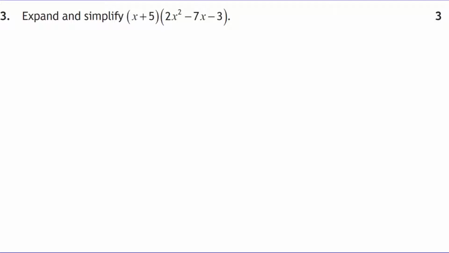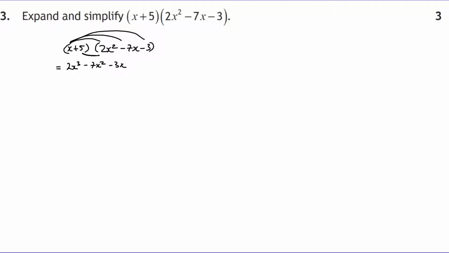Okay, question 3, expanding brackets. So we've got x plus 5 bracket 2x squared minus 7x minus 3. And we're just going to multiply the brackets. So we're going to start with the x term. x times 2x squared is 2x cubed. x times negative 7x is negative 7x squared. x times negative 3 is negative 3x.